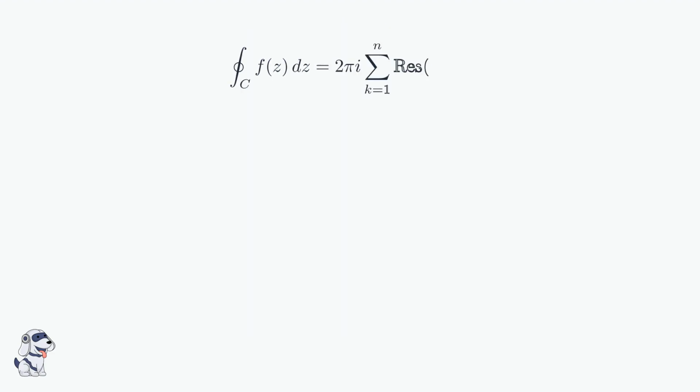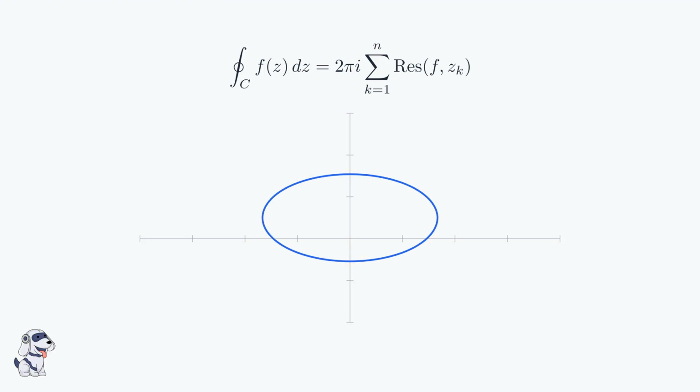Cauchy's residue theorem is the final piece of our puzzle. It elegantly states that the contour integral of a function is simply 2 pi i times the sum of the residues enclosed within our path. By identifying the residues at each pole inside our contour, we convert a complex integration problem into a simple summation of values.